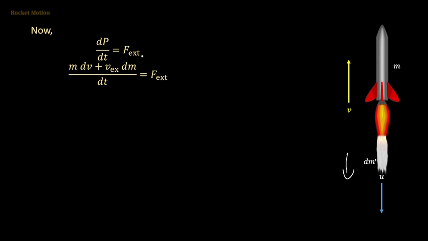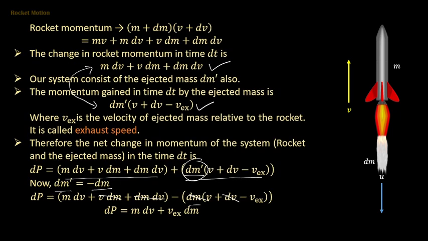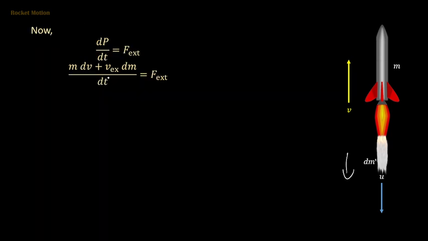So the change in momentum, as we have already found, is m dv minus v_ex dm. Here we have the change in momentum. We substitute for the change in momentum, and this change in momentum occurred over the time interval dt. We have substituted that change in momentum here and we get this equation. So we split the equation, take dv by dt and dm by dt, and finally get the basic equation that describes rocket propulsion.